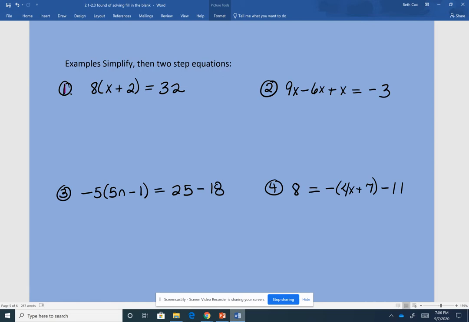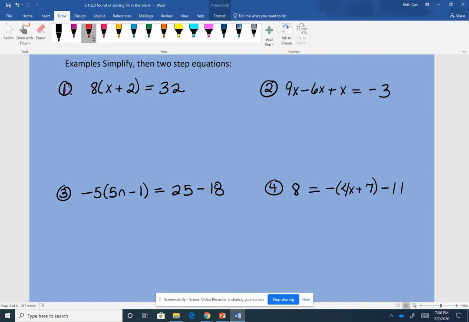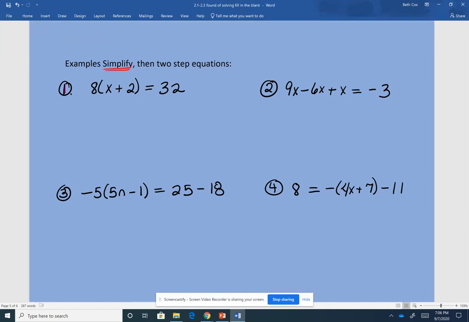Okay? So remember, an equation is two expressions set equal to each other. So now in these problems, we have to simplify first, and then we're going to solve. So let's look carefully. So this can be simplified. So I'm going to simplify that first using my distributive property. That's going to be 8x plus 16.